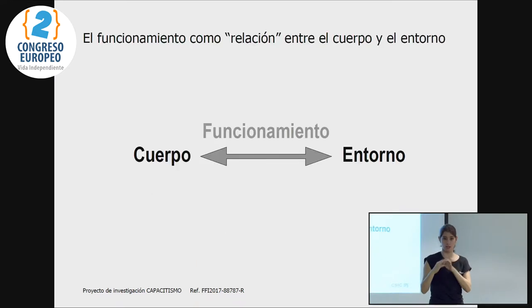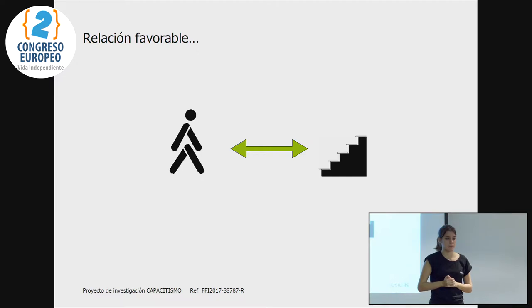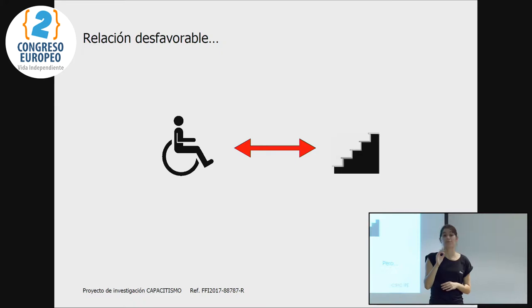And this is what I mean when we speak about functioning. Here on this image, what are we talking about? What is functioning? This functioning, this behavior. Here we have a person who is walking towards stairs. The person will reach the stairs and will climb up the stairs. Or it might be unfavorable. We see a person in a wheelchair who is going to the same stairs, and so everything is disfavorable.